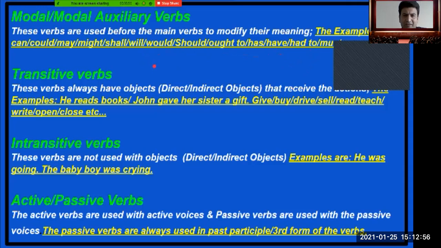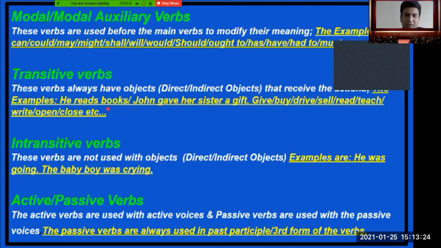The next one is transitive verbs. Transitive verbs always have objects. They can take direct objects or indirect objects. Direct objects are called things, and indirect objects are people, right? And they receive the action. So it means every transitive verb has an object. Either it can be a direct or indirect object.